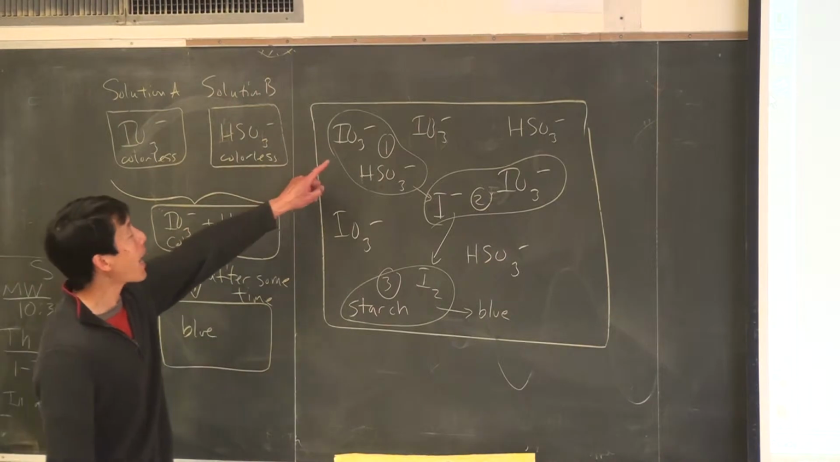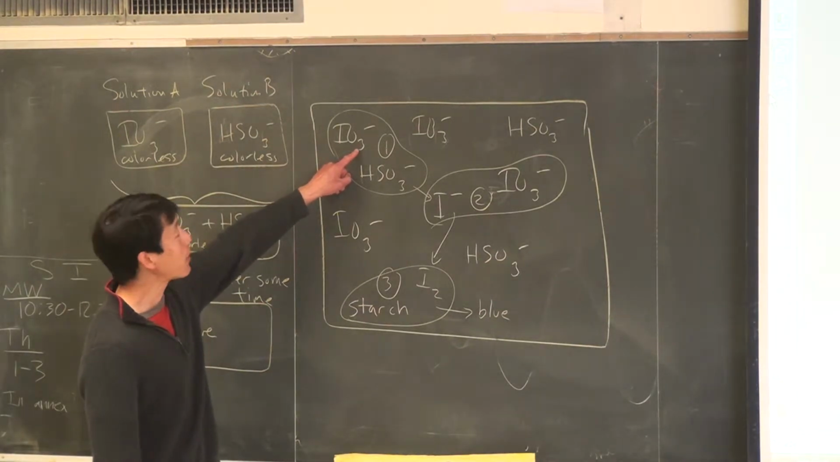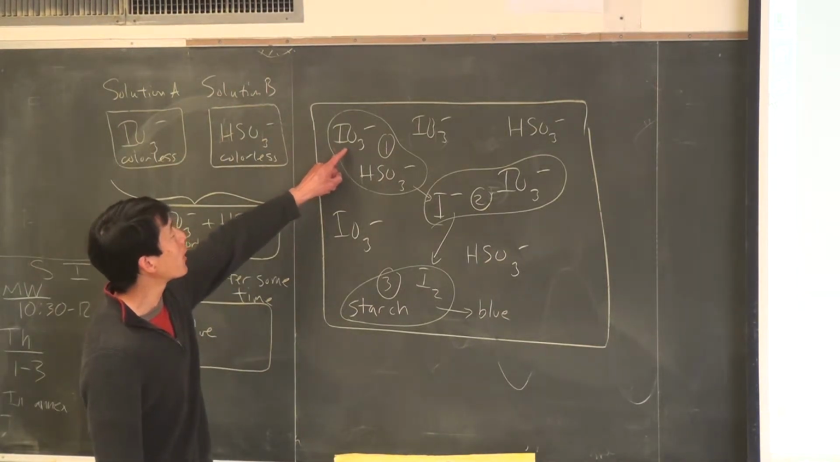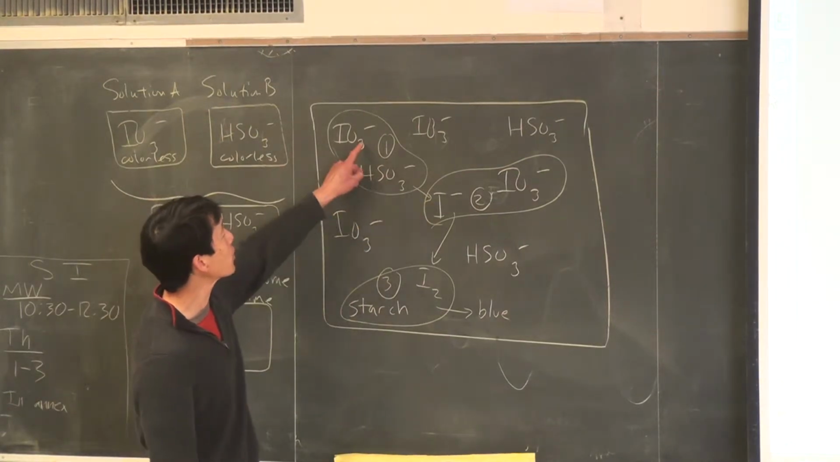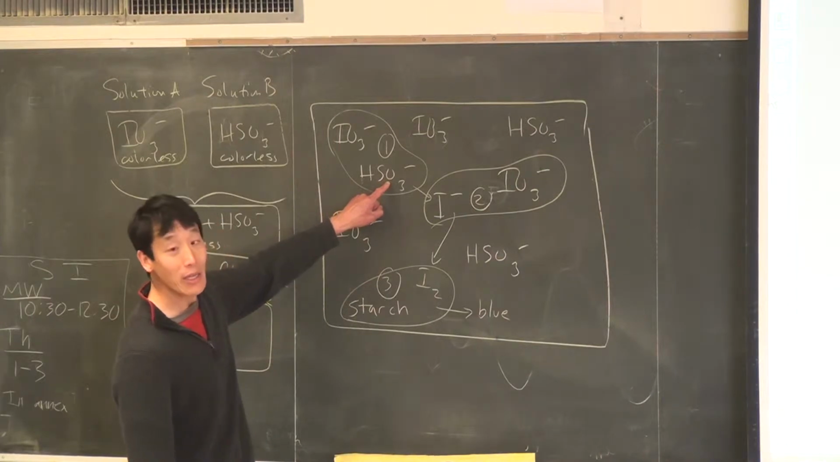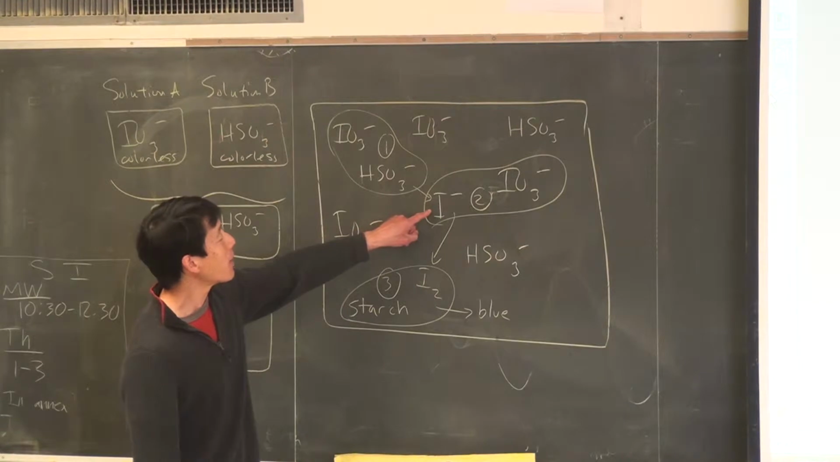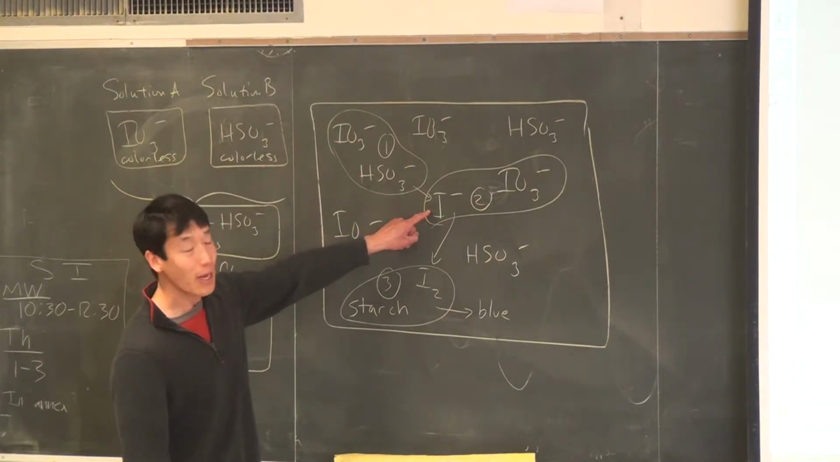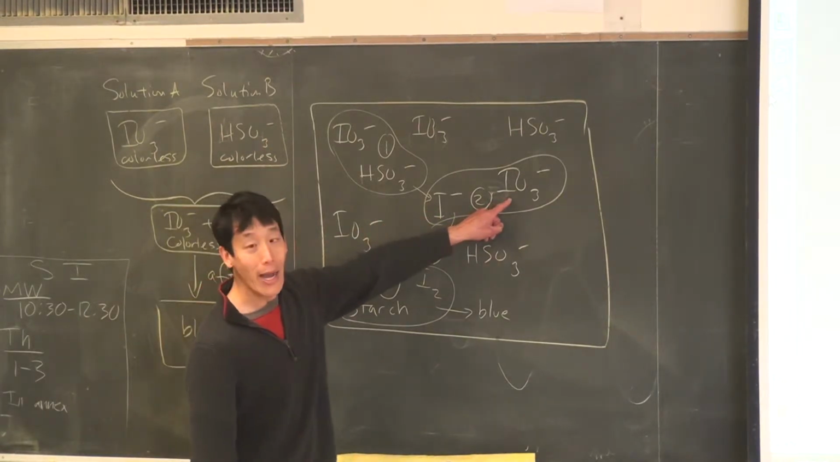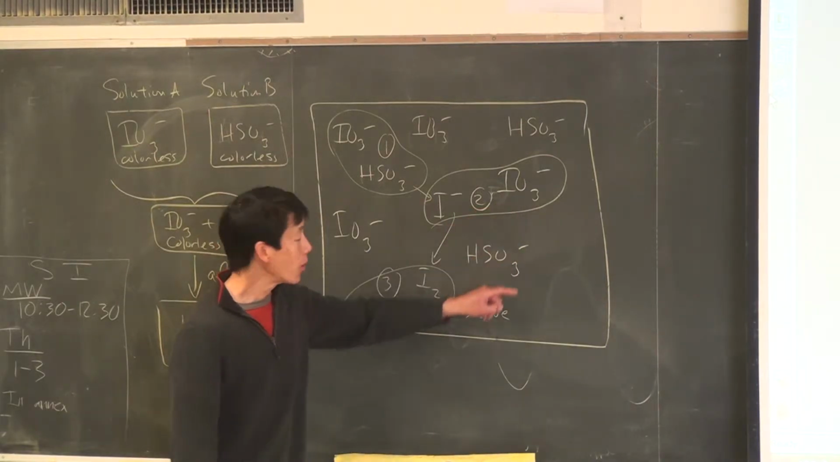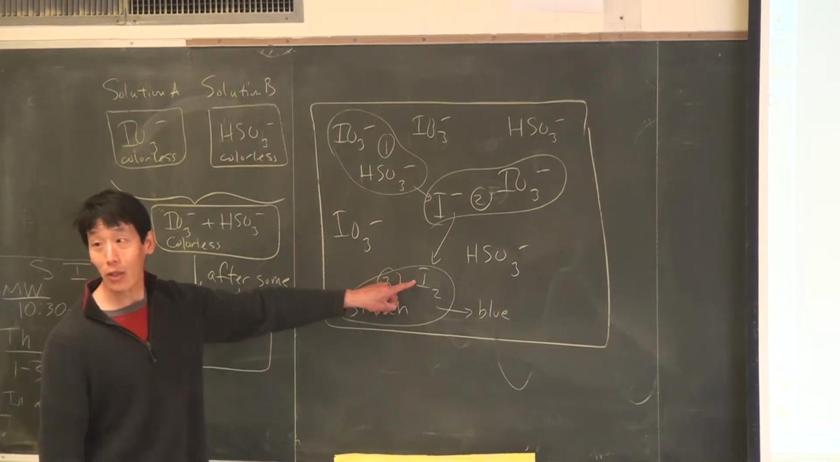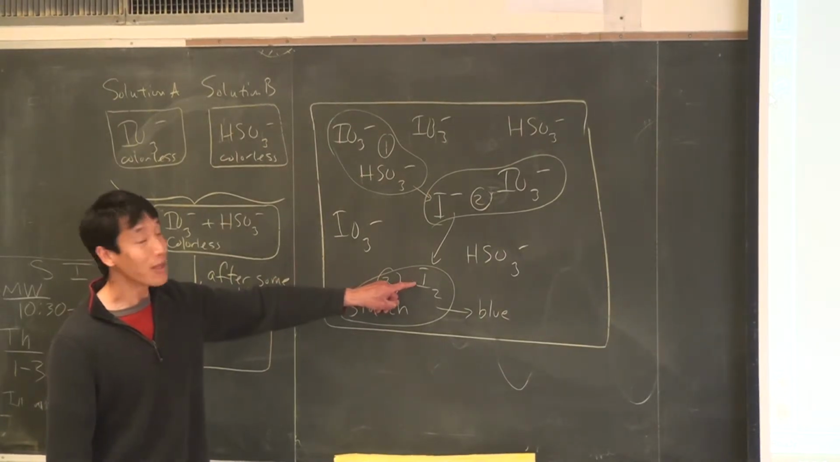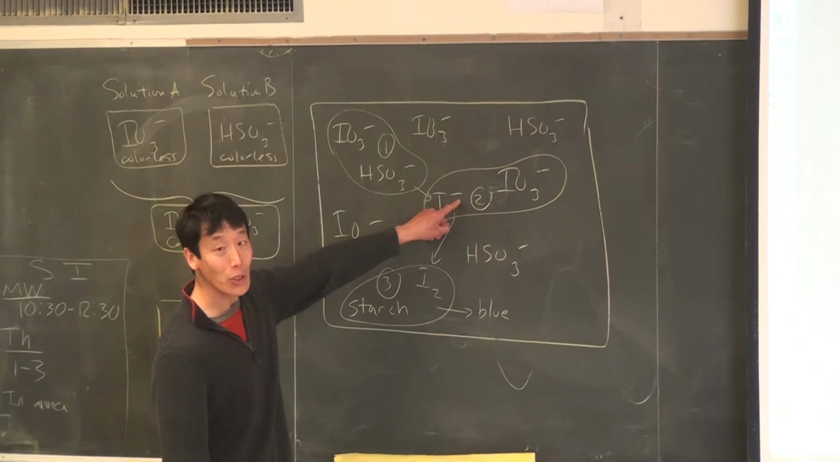Okay, so if reaction 1 occurs, that means that all of the reactants will be reacted, which produces I minus. So as soon as all of the HSO3 minus has reacted, in other words, there's no more left, then the I minus which is produced can react with any IO3 minus which is left over to produce I2, and as soon as the I2 forms, what color does the solution turn? Blue.